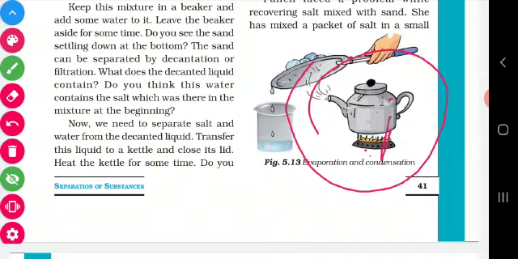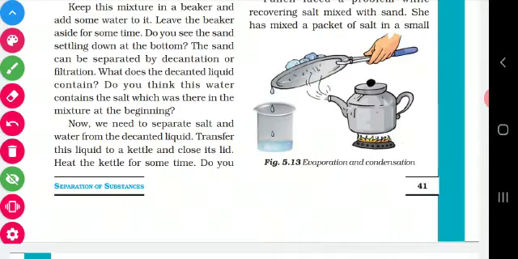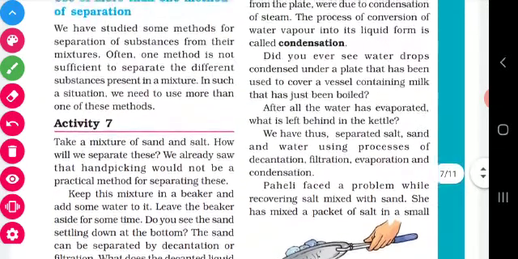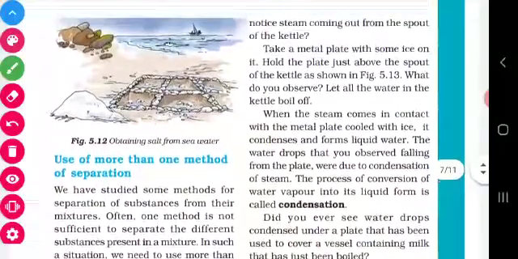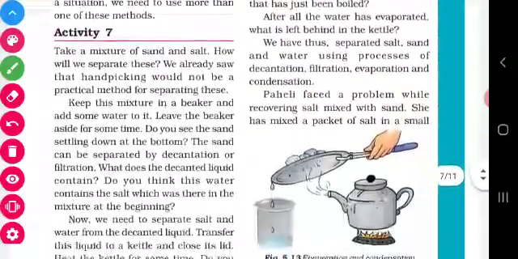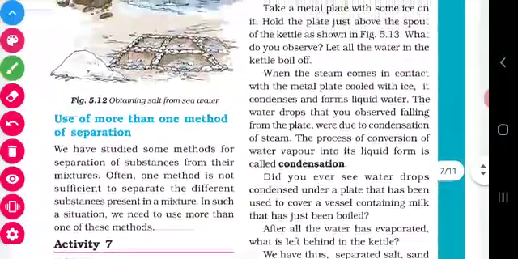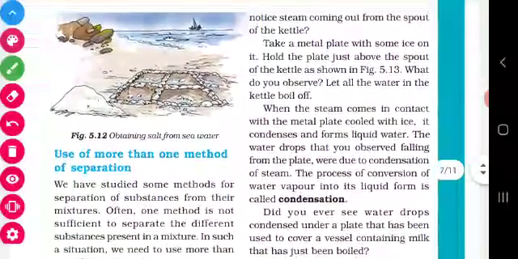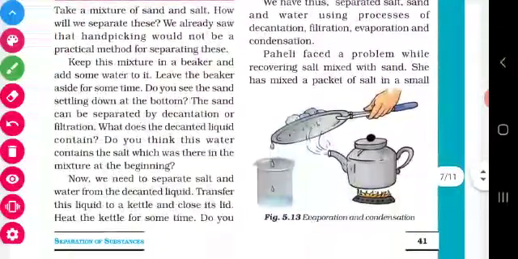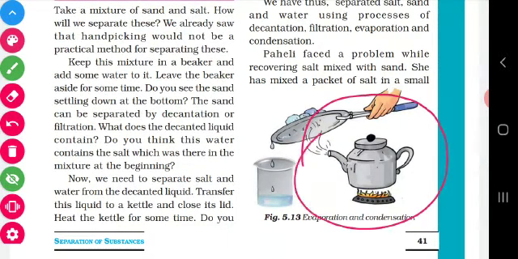See, they are heating the kettle. Like that we have to heat the kettle for some time. So what happens? The water gets evaporated and water vapor will be coming out from the spout. We are transferring the solution into this kettle and heating, and the kettle is also closed with the lid. So water will be coming out as water vapor.